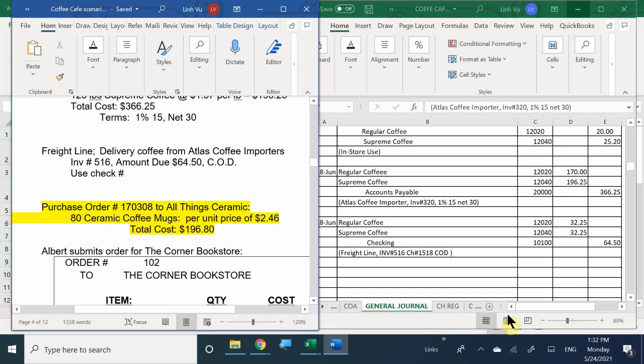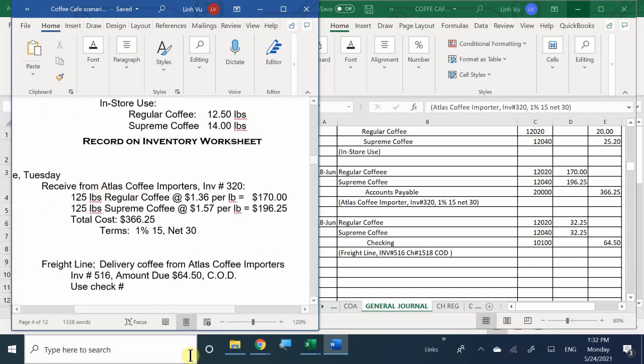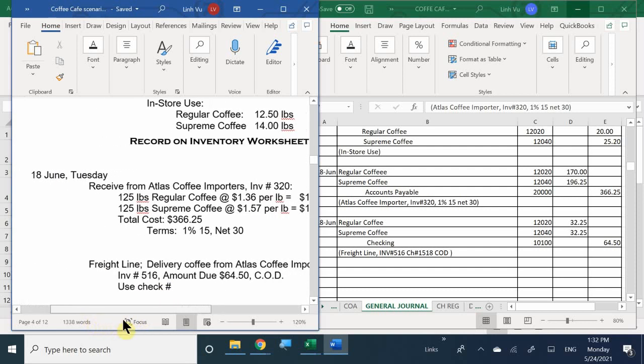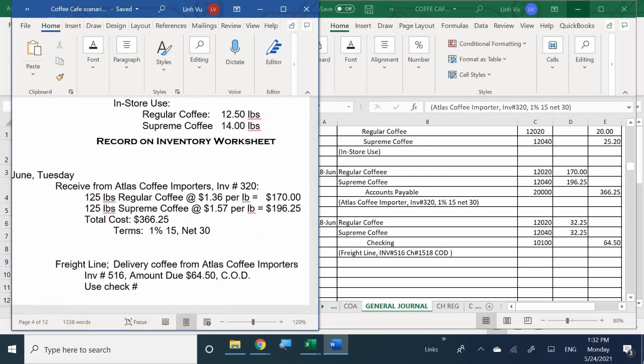Okay, so here we are. This is where we left off. The last thing that we did was on June 18. We received our coffee. We validated. We updated our purchase order saying that we did receive the coffee. And that was our last transaction here.